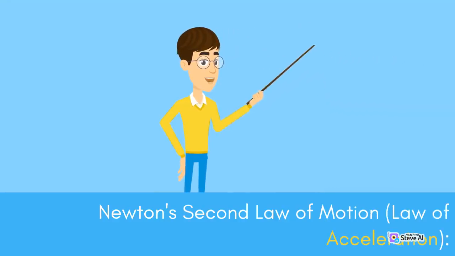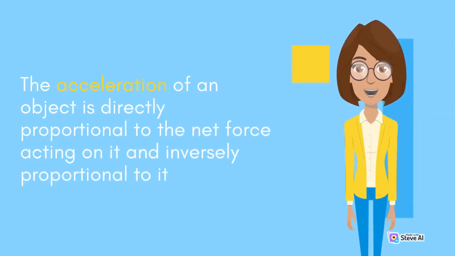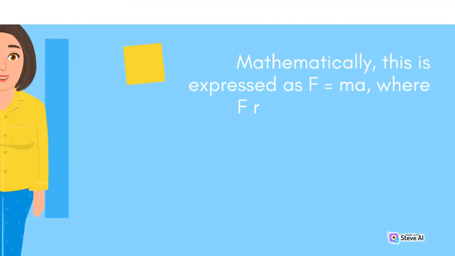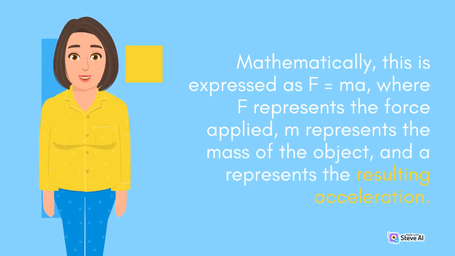Newton's second law of motion, law of acceleration. The acceleration of an object is directly proportional to the net force acting on it and inversely proportional to its mass. Mathematically, this is expressed as F equals ma, where F represents the force applied, m represents the mass of the object, and a represents the resulting acceleration.